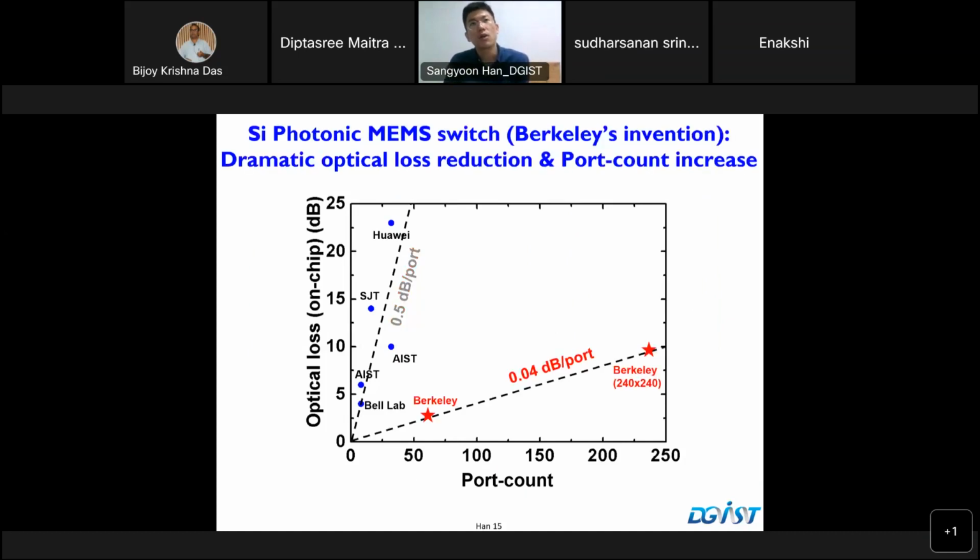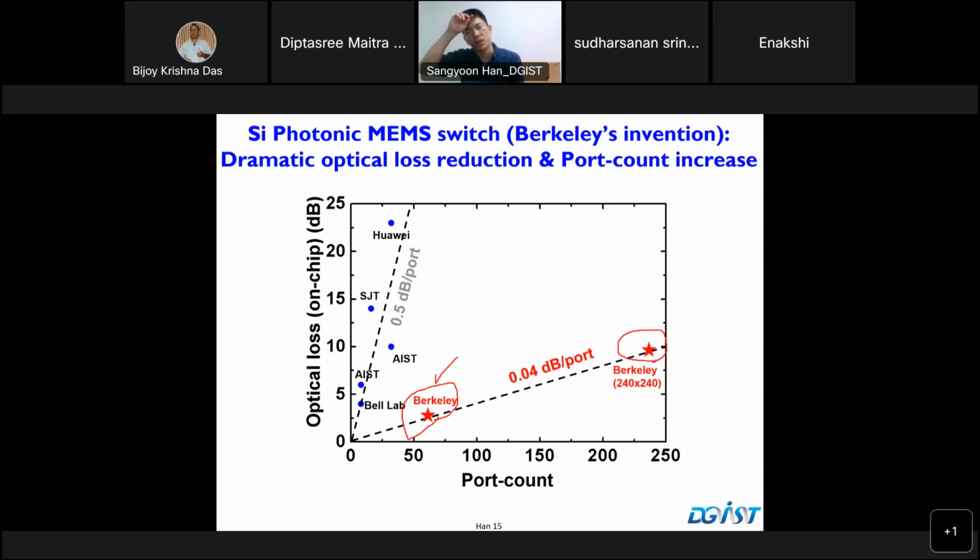From here on, I will show you how we added MEMS, not the old-fashioned mirror MEMS, but MEMS added to waveguides, to increase the port count of the integrated silicon photonic switch by a large amount. The optical loss per port is reduced roughly 10 times compared to other conventional silicon photonic switches. I was participating up to this point when I was a grad student in Berkeley.